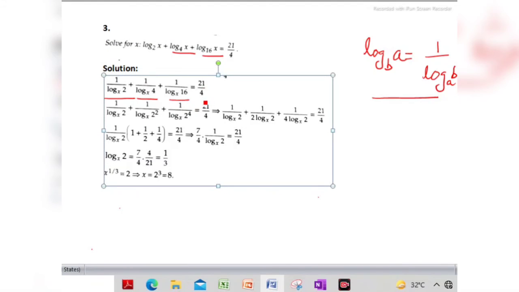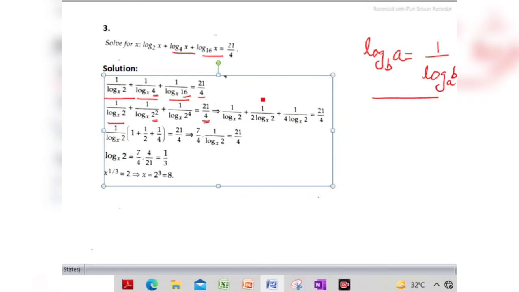Now the right hand side, keep it as it is. Then, here this 4 can be written as 2 square, 16 can be written as 2 power 4, and the RHS as it is. Now why have we converted 4 into 2 square and 16 into 2 raised to power 4? So that we can make the base of all the logs the same.